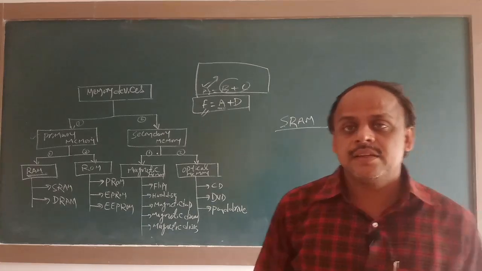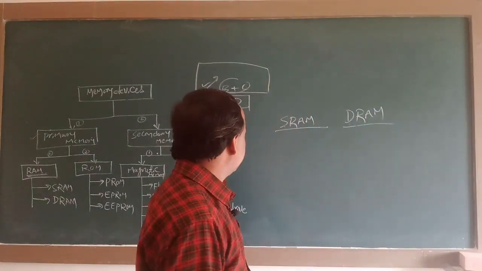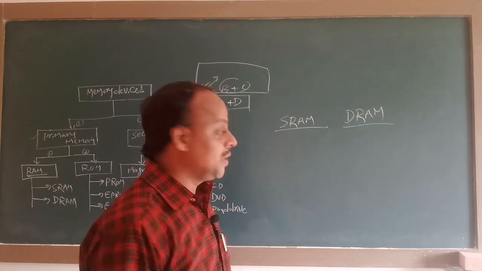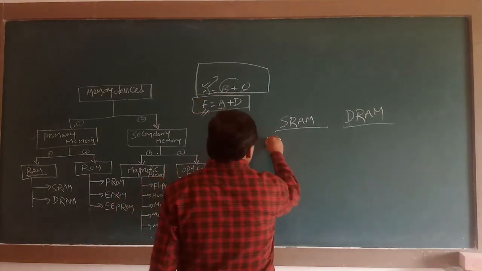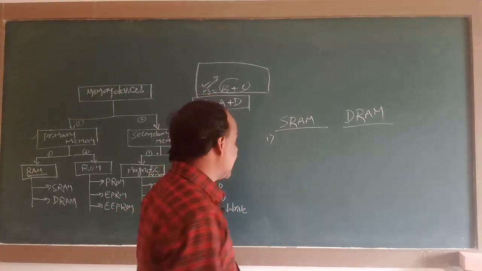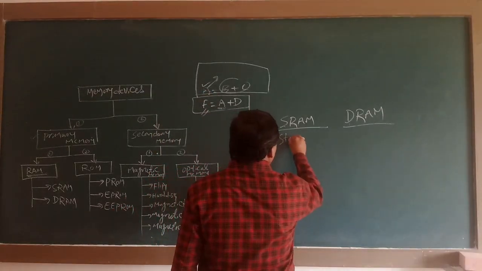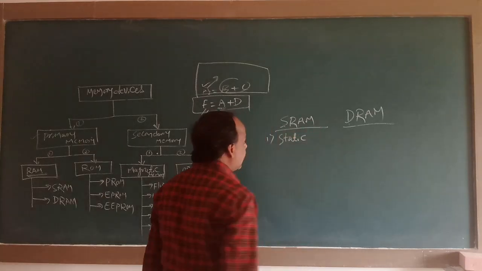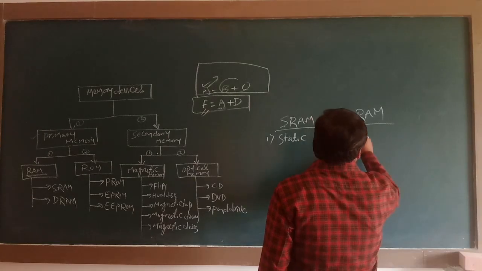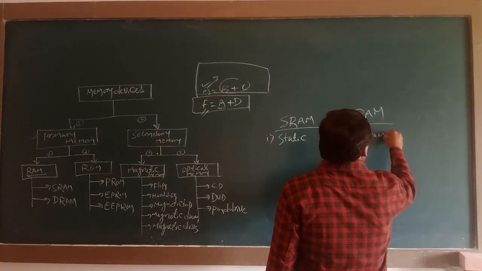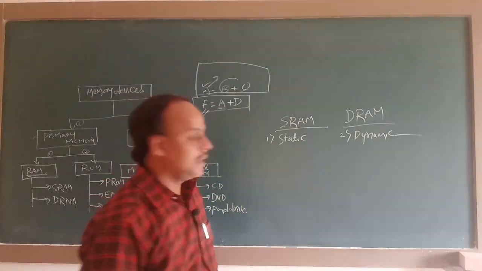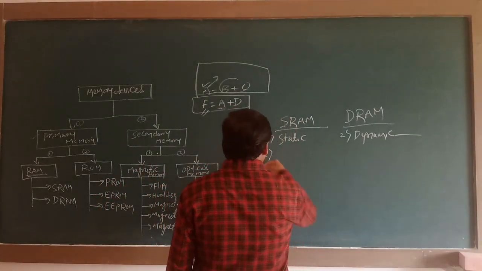Now let us list the difference between SRAM and DRAM, for the 2 marks he is going to ask in the examination. First, what can we write? SRAM stands for static random access memory, whereas DRAM stands for dynamic random access memory. And second point, what can we differentiate?